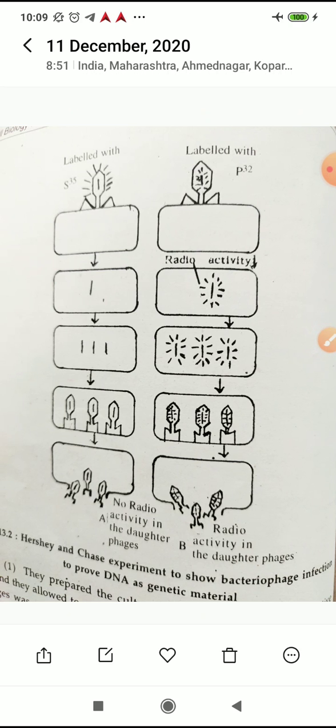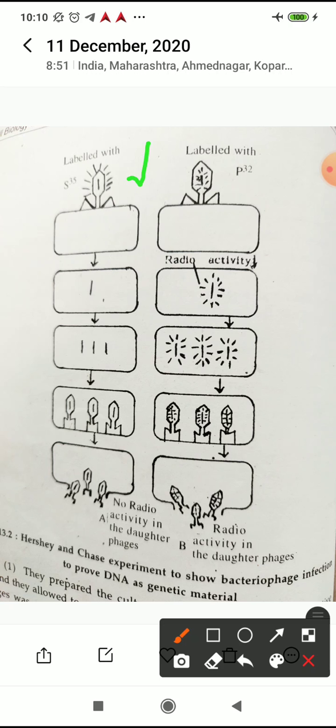So this is one proof, direct evidence, of bacterial transformation. Now the other one is bacteriophage infection. So this is a bacteriophage. In this figure you can see the bacteriophage and this is a bacterial cell. The bacteriophage is a virus that settles on the wall of the bacterial cell and sends its genetic material, that is DNA, into the bacterial cell.